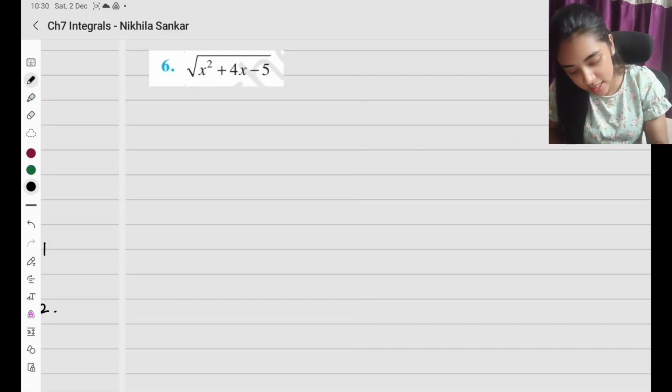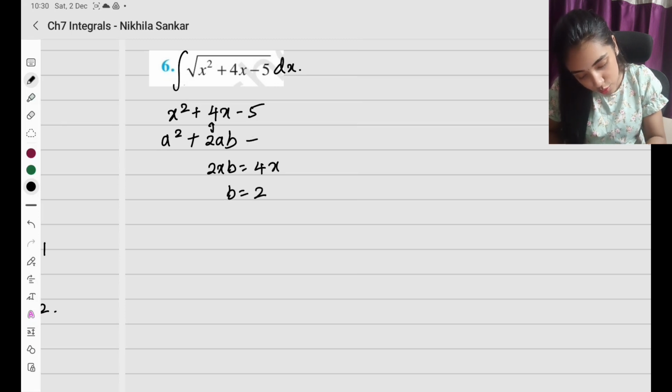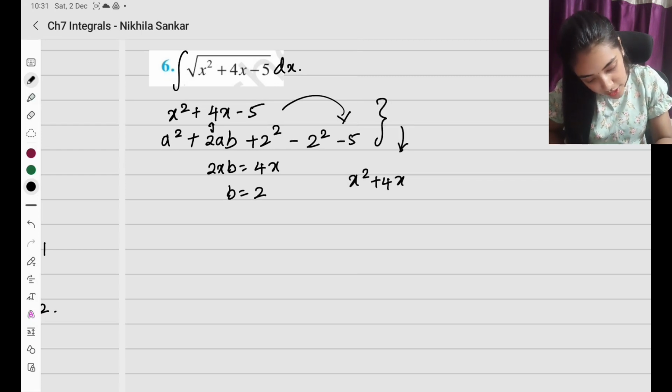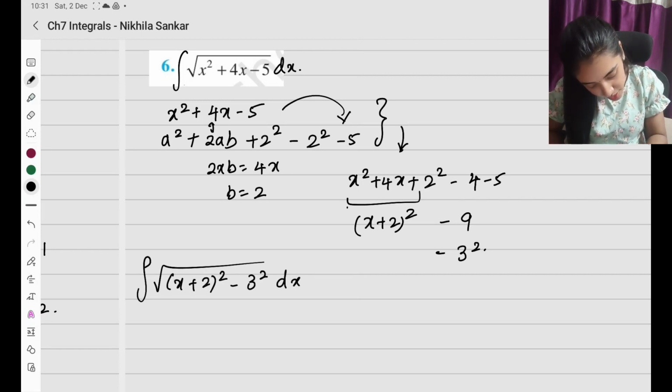Question number 6. So, this is of such a form. x square plus 4x minus 5, a square plus 2ab; on comparing, 2xb equals 4x, b equals 2. So, adding 2 square, subtracting 2 square, I already have a minus 5. So, from these two, what do I get? x square plus 4x plus 2 square minus 2 square, minus 4 minus 5. So, from this, I have x plus 2 the whole square. From this, I have minus 9, which is minus 3 square. So, my question is x plus 2 the whole square minus 3 square times dx.